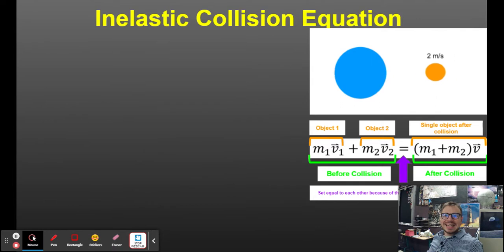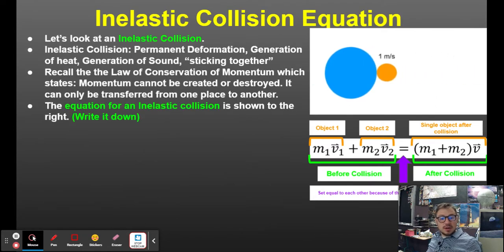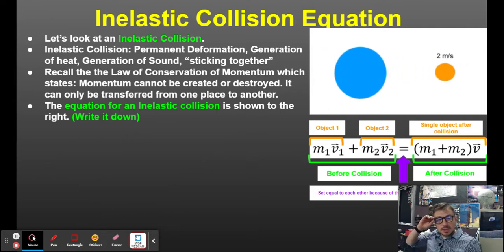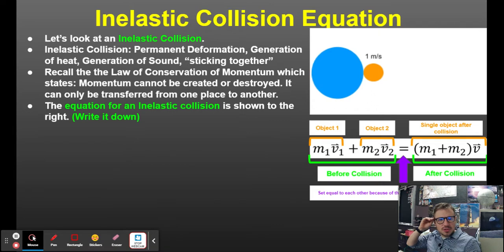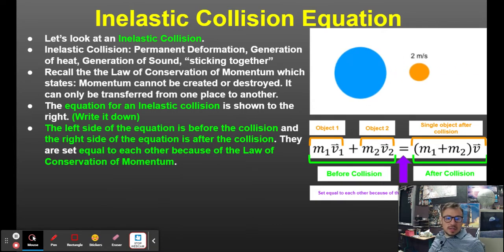So now let's look at inelastic collisions. So this is the equation now, right? It looks exactly the same on the left side before the collision. I have two objects colliding, except now they're going to stick together. They're going to become one object, and you can see that on the right side. And once again, you cannot create or destroy momentum. That's why they're set equal to each other.